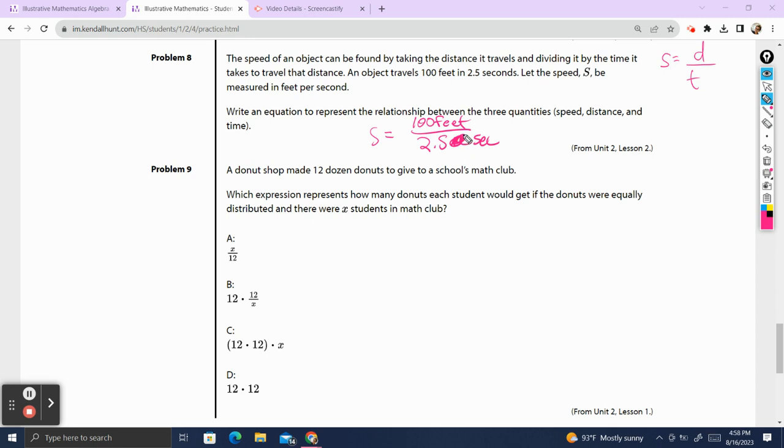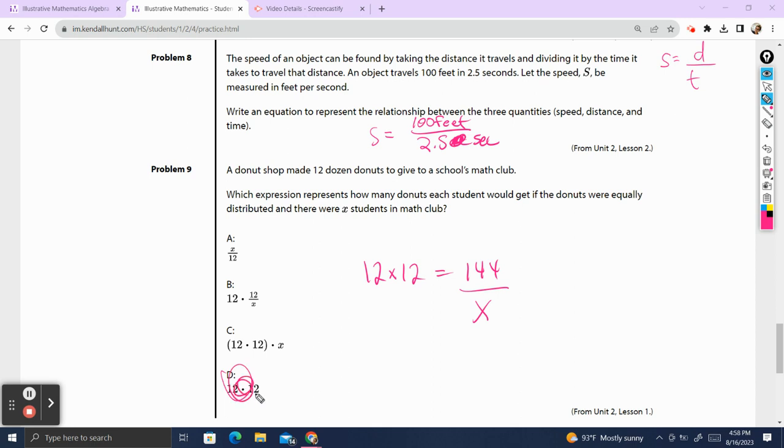Last question. A donut shop made 12 dozen donuts to give to a school's math club. Which expression represents how many donuts each student would get if the donuts were equally distributed and there were X students in the math club? Well, we have 12 dozen donuts. So the number of donuts is not 12. The number of donuts is 144. Now, X is the number of students in the math club, so we're going to divide the 144 donuts by X. So which one of these looks like the equation?